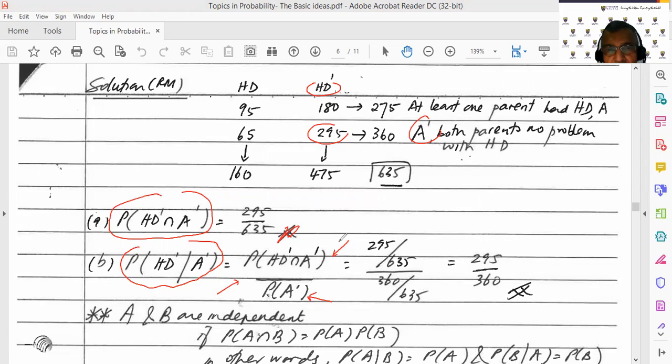And this one we know already, this is just 295 over 635. And then I have the probability of A prime. What is A prime? 360 over 635. And then you have this ratio here. You can write down your answer quite easily.